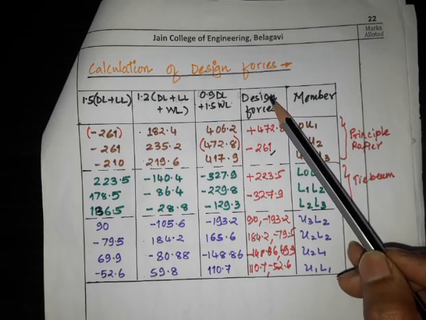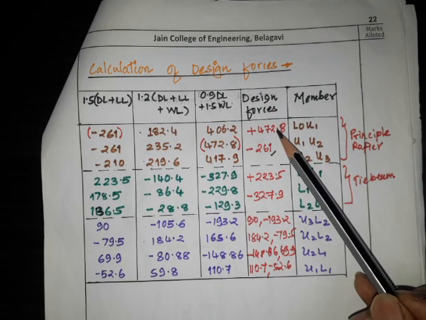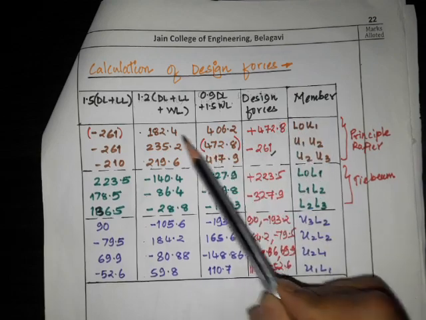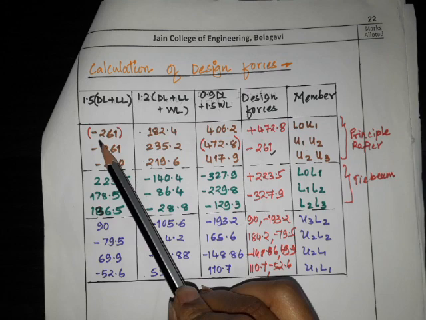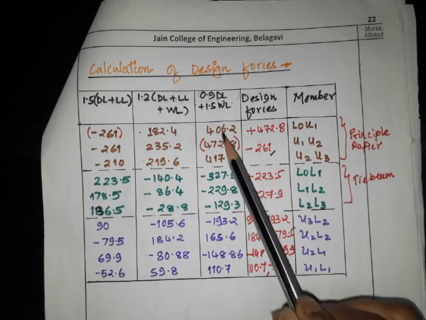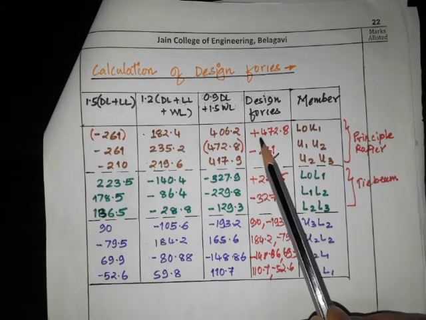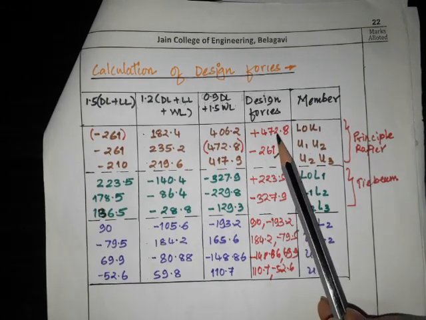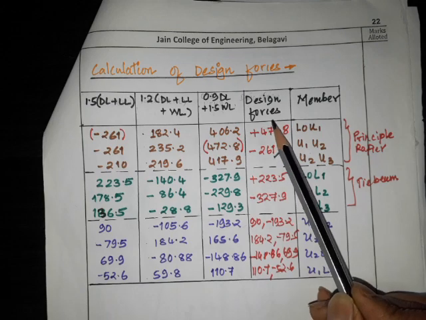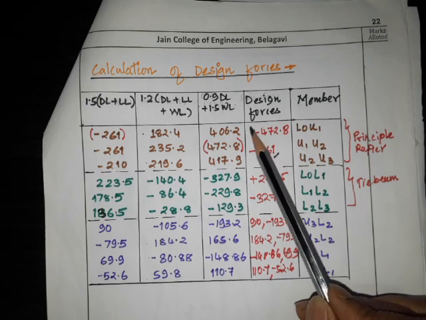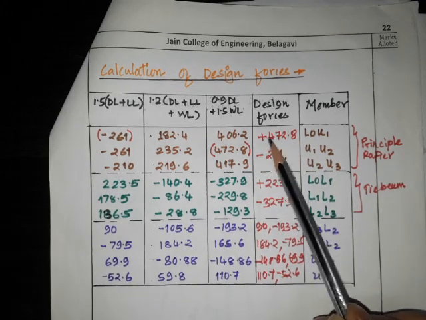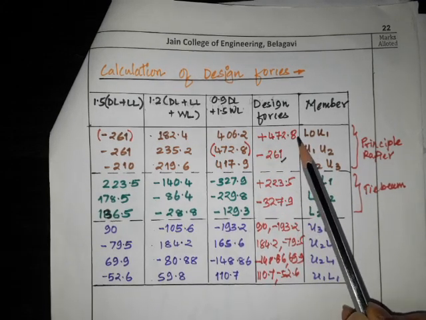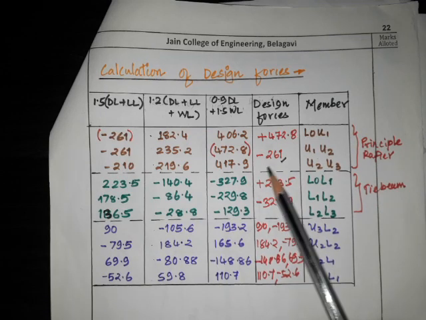So from these design forces you have to consider the maximum force. Okay, so in this case, after considering the load combinations, we got the maximum force, that is negative, as 261 kilonewton, and the positive force is 472.8 kilonewton. So what does it mean? The principal rafter has to be designed to carry the forces, that is the positive force is 472.8 kilonewton and the negative force is 261 kilonewton.